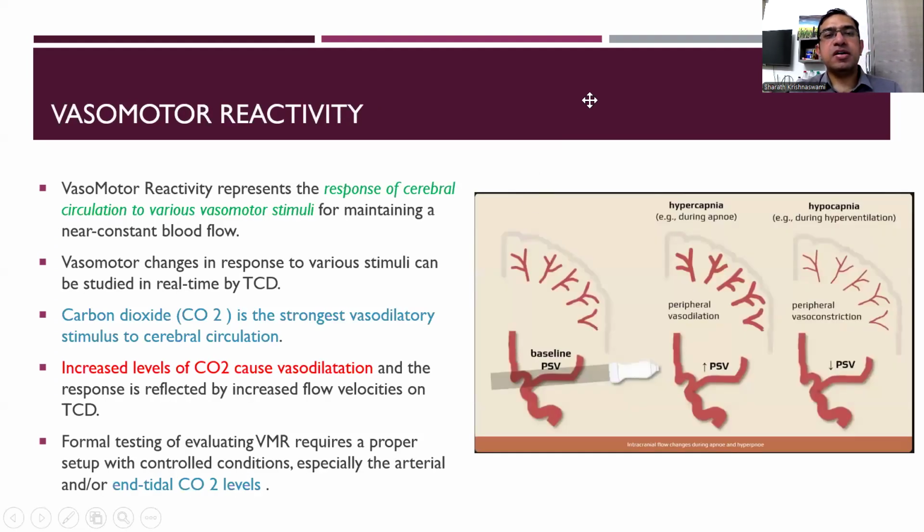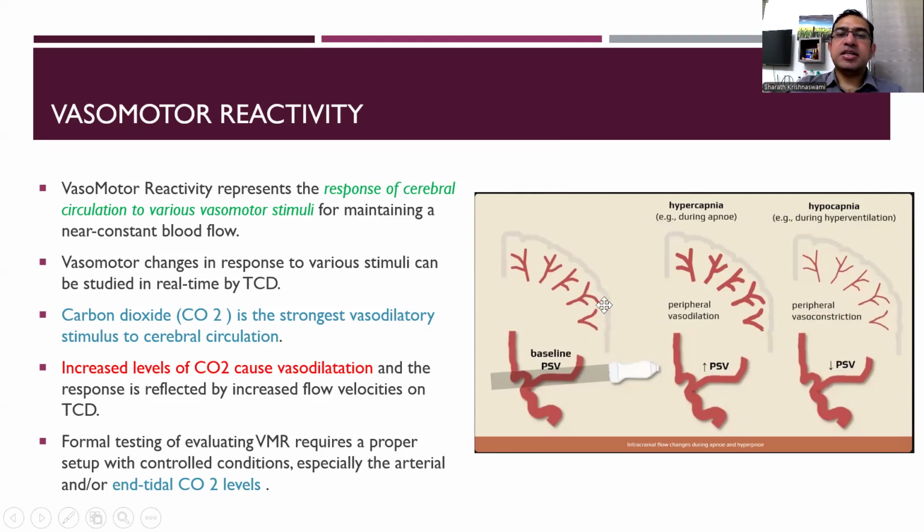Moving forward to understanding how the transcranial Doppler can help in identifying vasomotor reactivity. The vasomotor reactivity represents the response of the cerebral circulation to a vasomotor stimulus. So basically, if you look at these three figures in the diagram, the baseline peak systolic velocity, the increased peak systolic velocity, and a decreased peak systolic velocity in cases of hypercapnia and hypocapnia.